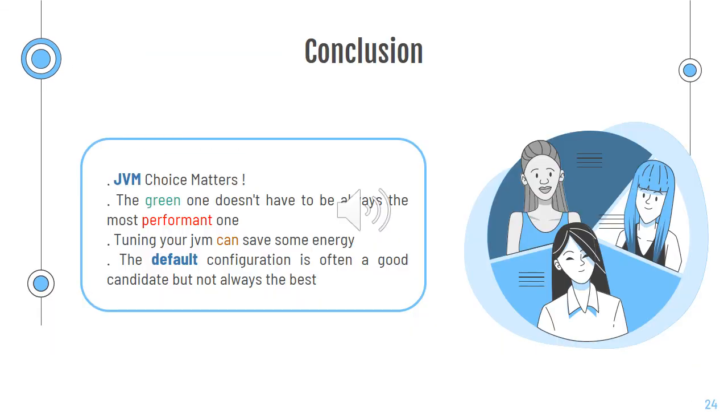So, to summarize our work in a couple of words, we can say that the JVM choice matters, and each JVM has its own spotlight and its own weakness, depending on the nature of the work. And the greenest one doesn't always have to be the most performant one, as we have seen in the Zip4J example. Moreover, tuning your JVM can save some energy, but in most cases the default configuration is a good candidate, and it will save you some time not having to study those tunings.